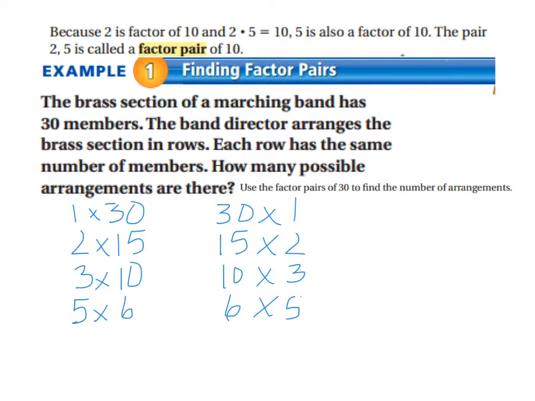And then I'm up to 6, which I've already done, so I know those are the only possible combinations I could have. That would be 1, 2, 3, 4, 5, 6, 7, 8 possible arrangements for 30 with the same number in each row.